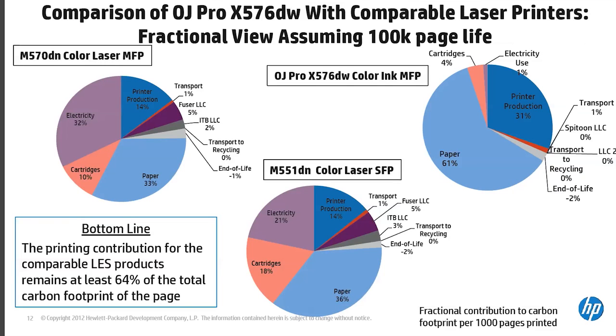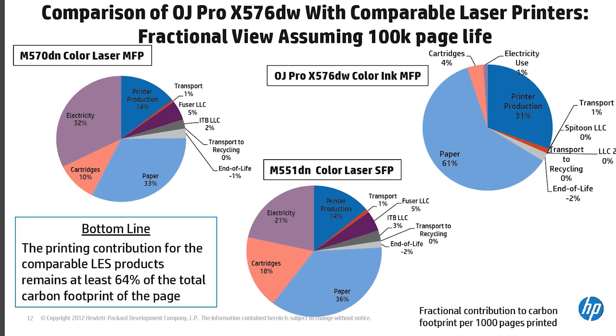So how about some information? So here's basically what pops out. These three pie charts show three different printers that are of similar utility. The one on the far left and the one in the center are two different laser printers, and the one on the far right is a page-wide array inkjet printer. And what this is showing you is that for all these products, you can see what the breakdown is for printer production, transport, and those kind of things.